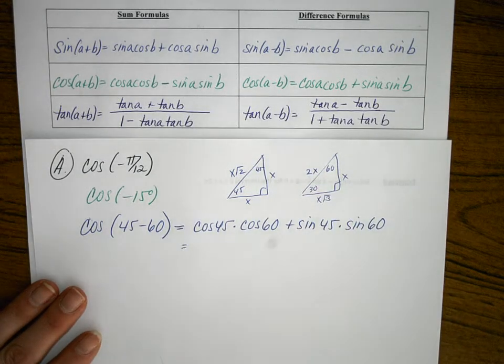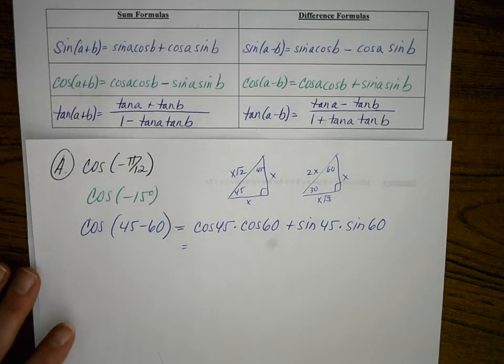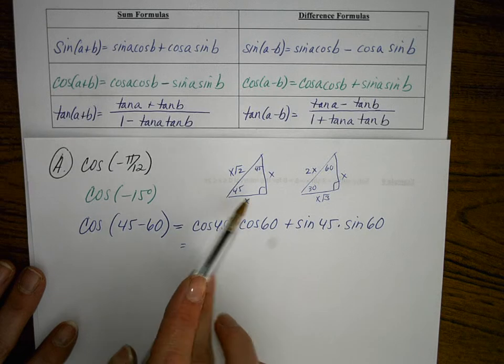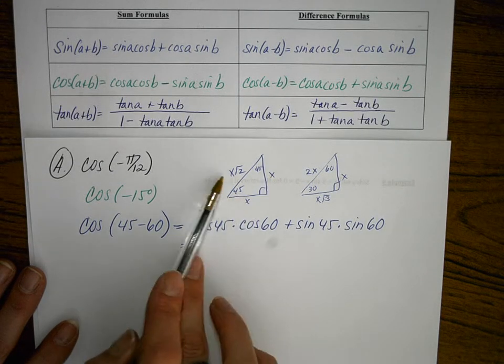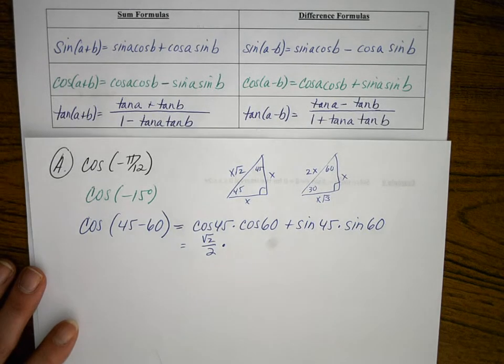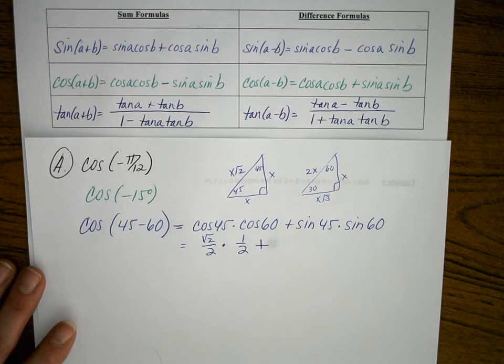All right, what is the cosine of 45? These are ones that we probably should have memorized now once we look at our triangle. What is the cosine of 45? Yes, root of 2 over 2. X over x root 2 is going to simplify to root of 2 over 2. Times, what about the cosine of 60, Megan? Cosine of 60. X over 2x, and what is that going to simplify to? 1/2. Beautiful.